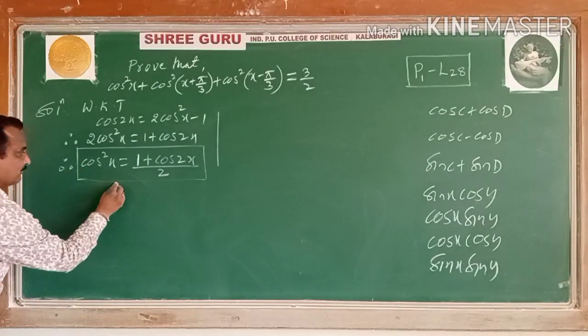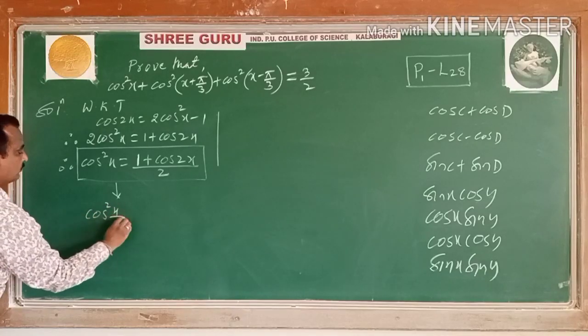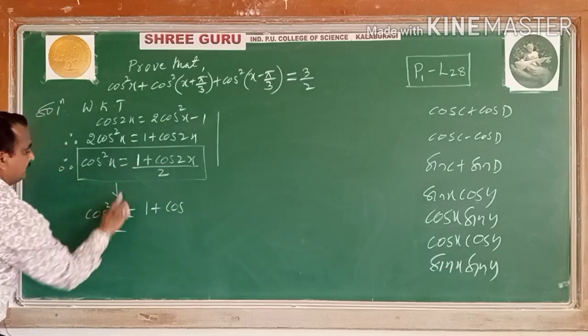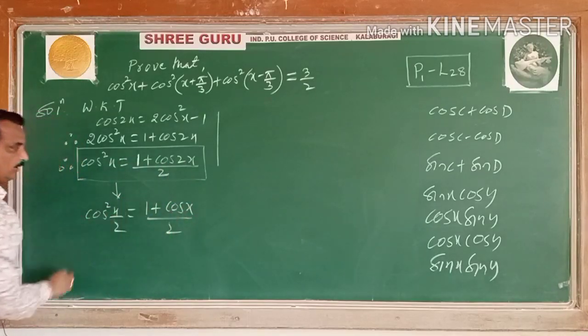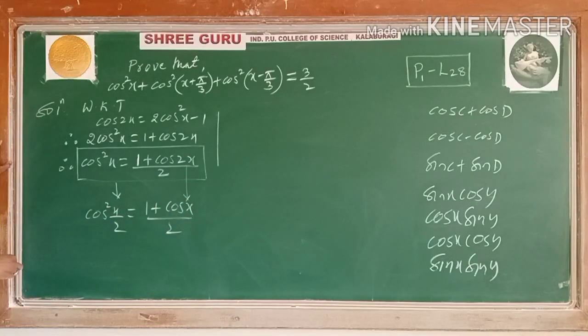Shall I reduce this in terms of half angle also? Cos square x by 2, half angle. 2x as x by 2, 2x as x. We have taken this formula only.